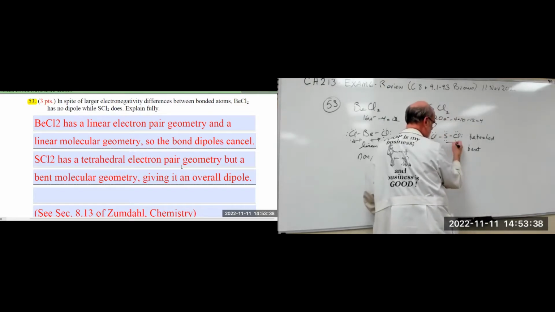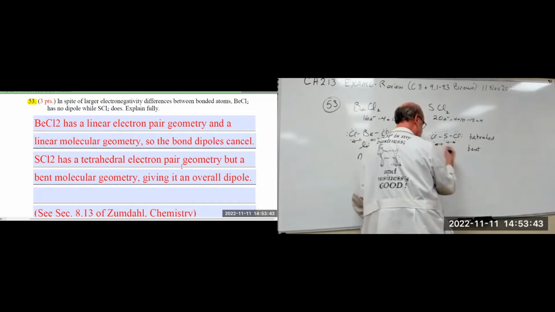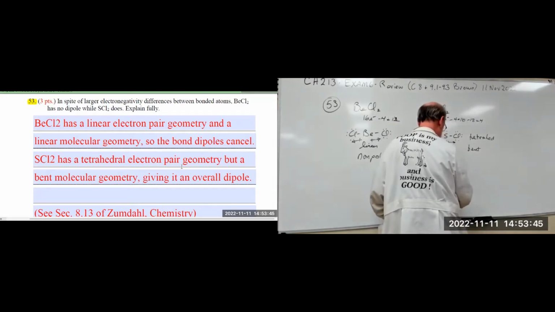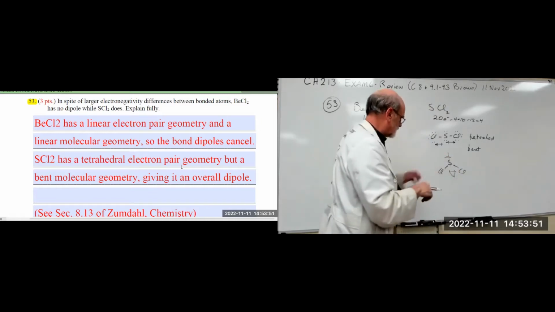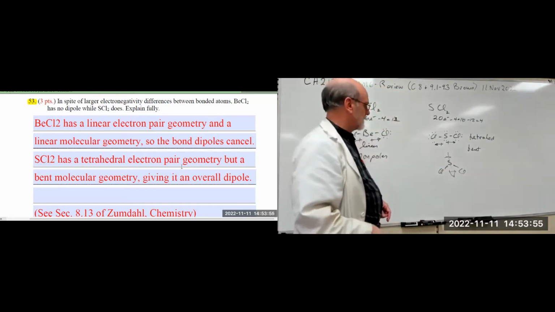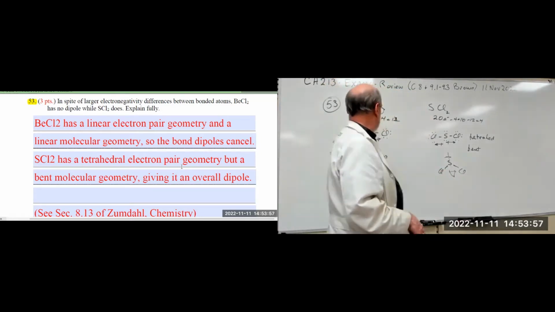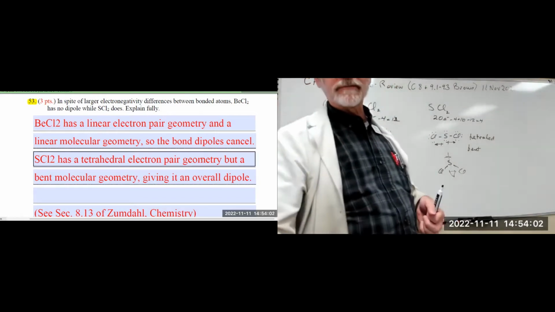So we're going to have dipoles that way on the bonds, but since it's bent, the vector addition of the dipoles gives you the dipole toward the chloride side. That's why this one is polar and that one is nonpolar. You just have to put it in words.